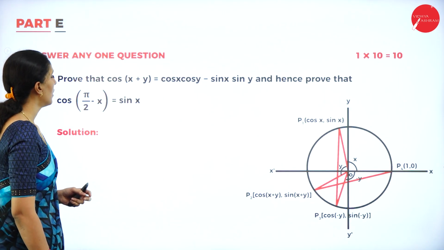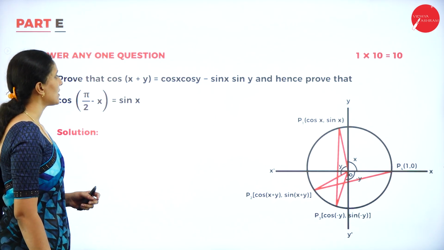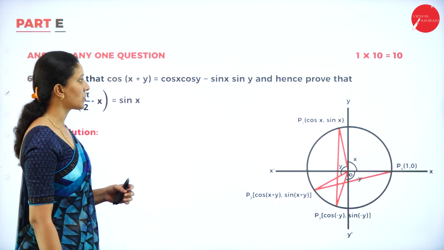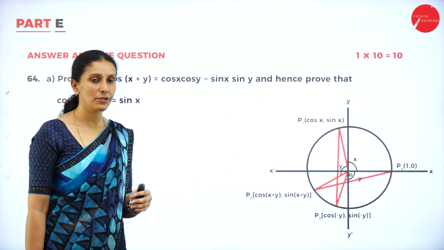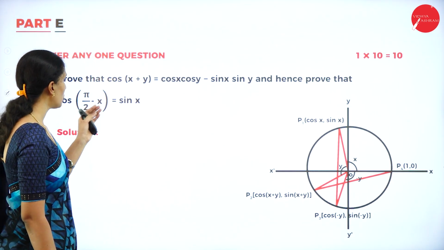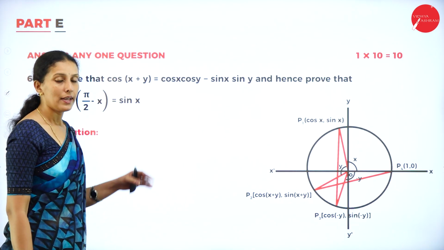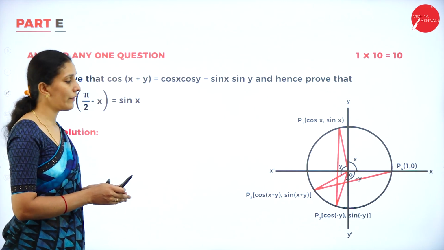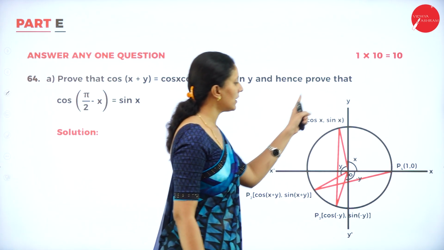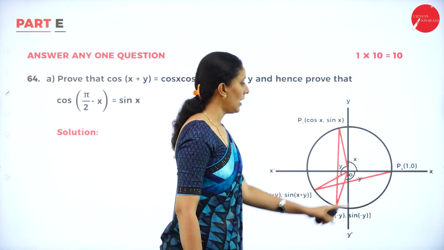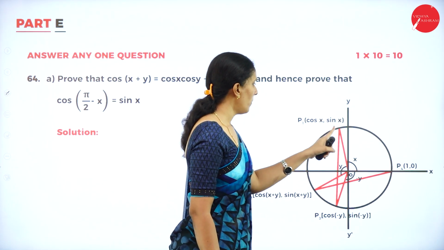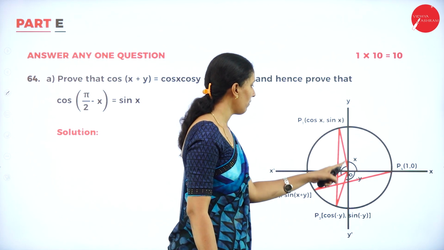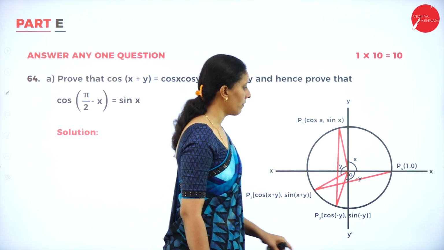So here is the first question. Prove that cos of x plus y is equal to cos x cos y minus sin x sin y, and hence prove that cos of pi by 2 minus x is equal to sin x. Again, it is with the help of the geometrical method only that we have to prove this. So consider a unit circle here. Let angle P4OP1 be x and angle P1OP2 be y.